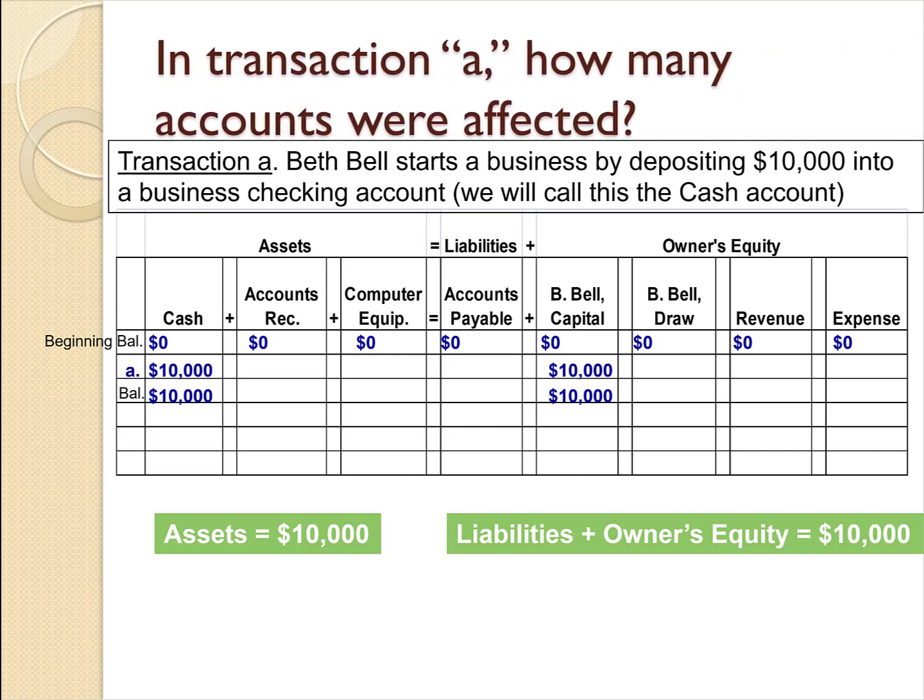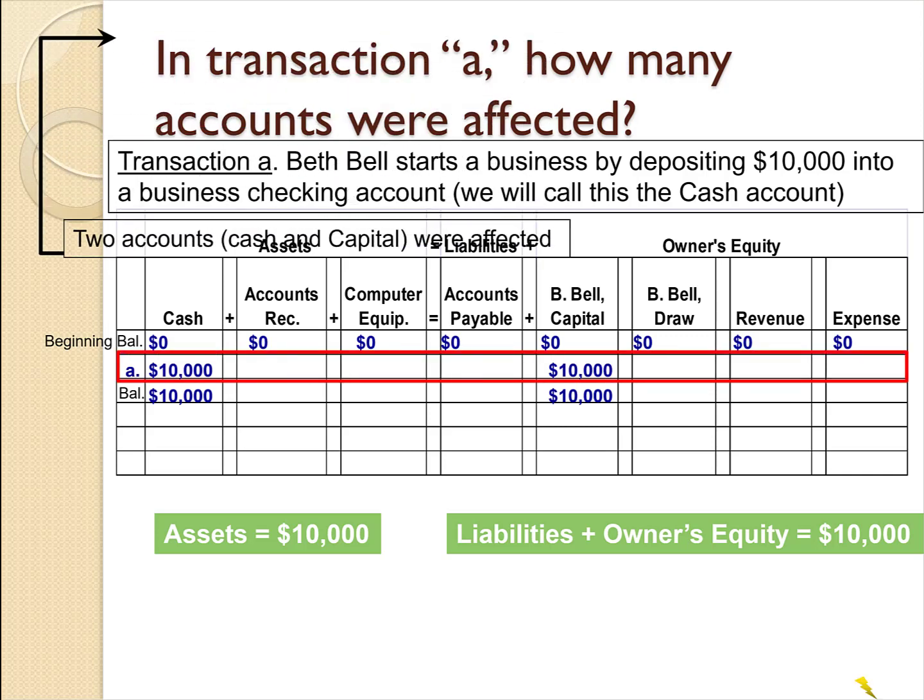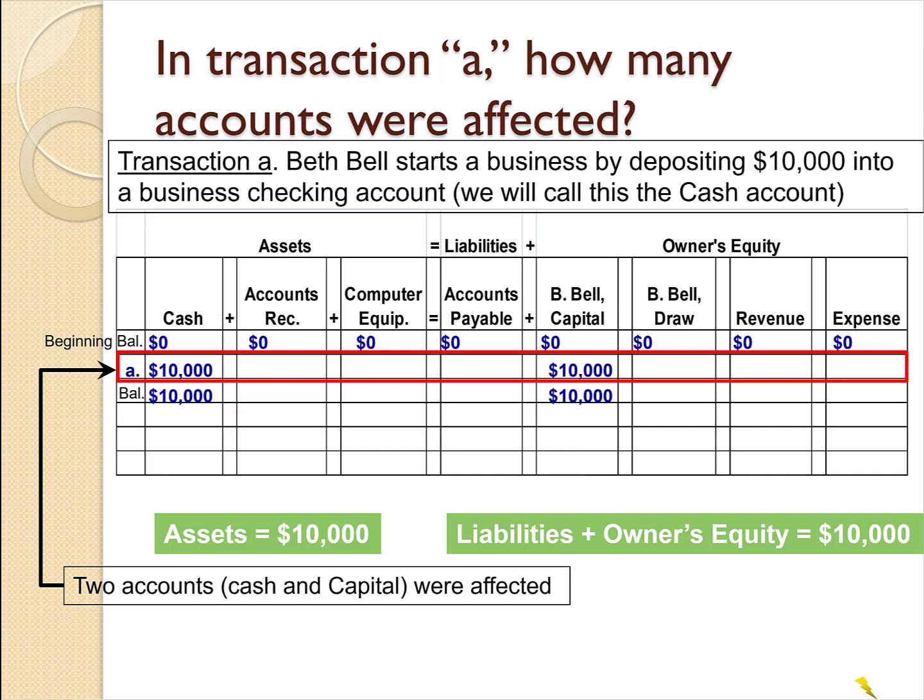So in transaction A, how many accounts were affected? Well, 2 accounts were affected. Remember, row A is transaction A. Cash was affected and capital was affected. So it's impossible to have a transaction that only affects one account, because then the accounting equation would not balance.